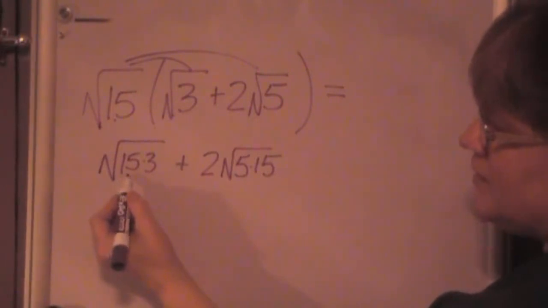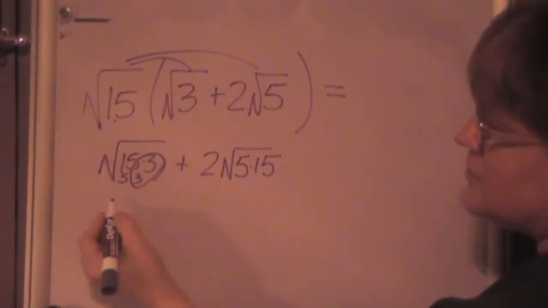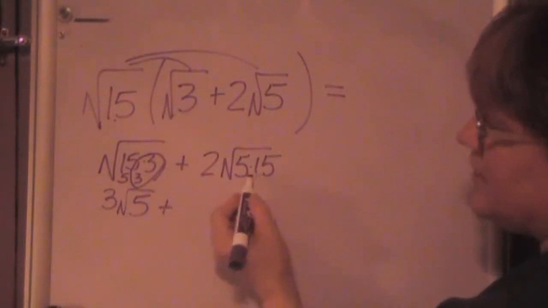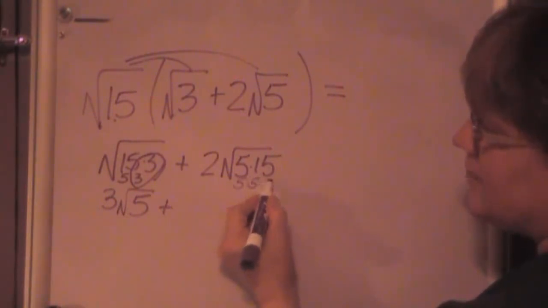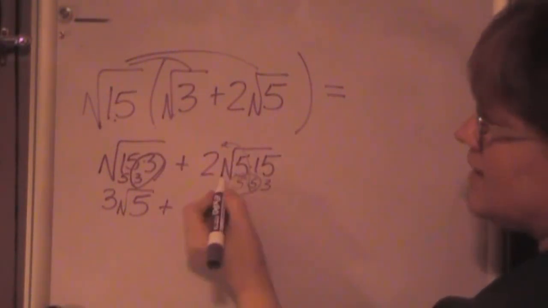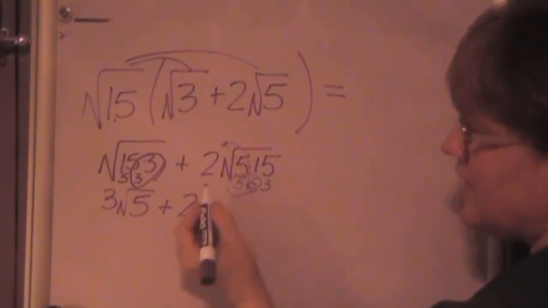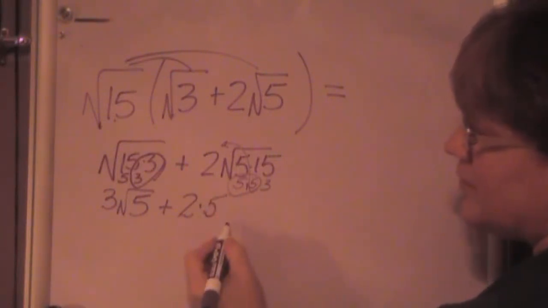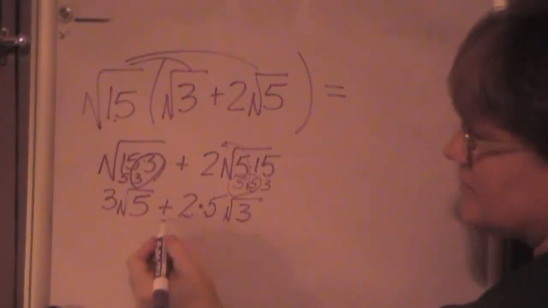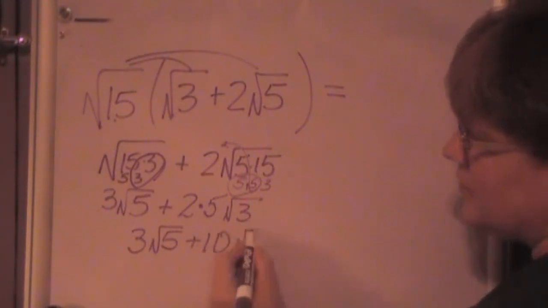Now, 15 over here is 5 times 3, and lo and behold, I have 2 3's. My index is 2, so I bring 1 out as 3, root 5. And over here, I have 5 times 5 times 3, 2 roots of 5. Now, I have to bring that 5 out. Well, where does it go? It gets multiplied by the 2. So it's 2 times, bring the 5 out, gives me the 10, 2 times 5, and I'm left with root 3 inside. So now my final answer is 3 root 5 plus 10 root 3.